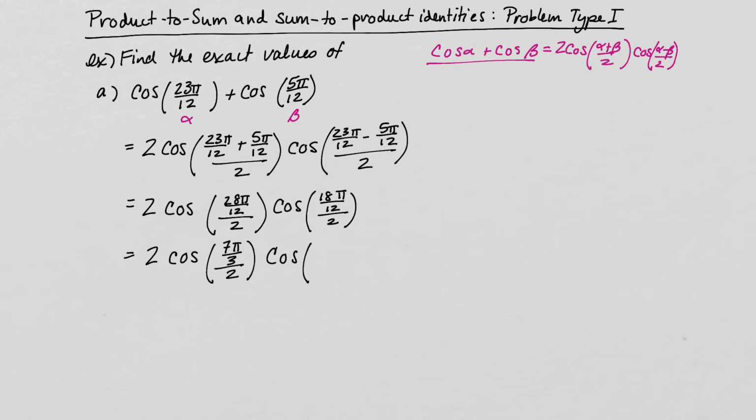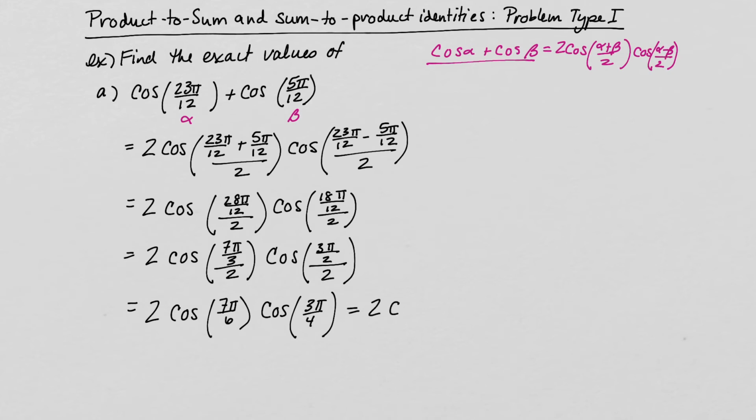Cosine of 3 pi over 2, because 6 goes into both of those, all over 2. And then these become 2 cosine. So to do this, I would do keep, change, flip, right? So 7 pi over 3 times 1 over 2. So this is going to end up being 7 pi over 6. Cosine, this is going to end up being 3 pi over 4. And 7 pi over 6 and 3 pi over 4 are both on the unit circle.